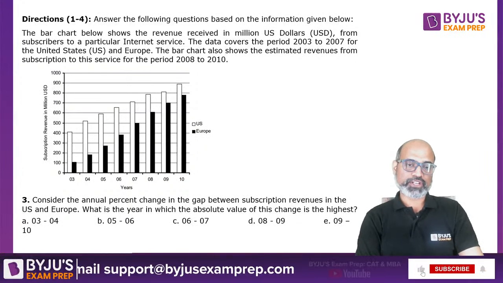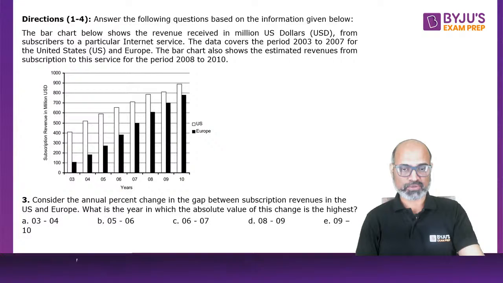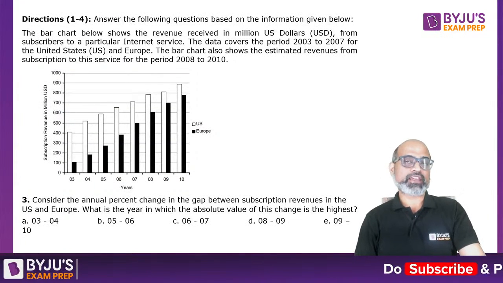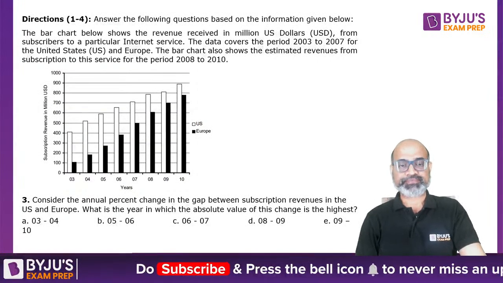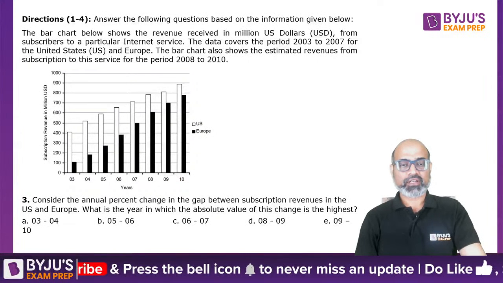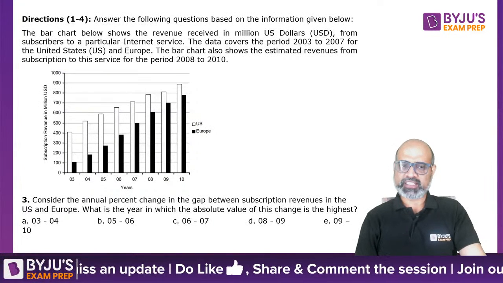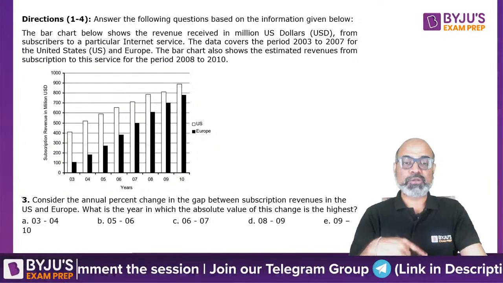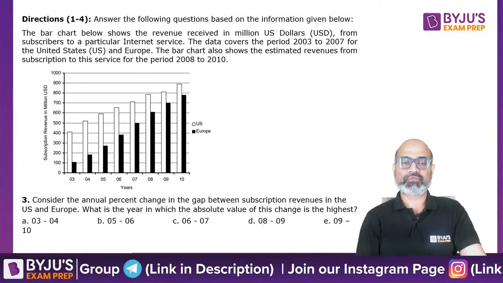So is it going to be 2003 to 2004? Is it going to be 2005 to 2006, 2006 to 2007, 8 to 9, 9 to 10? So we are given 5 options, so we will be choosing one among those, right? Or we can also look at the bar chart and then decide what is happening. So the question says, consider the annual % change in the gap between subscription values of US and Europe.